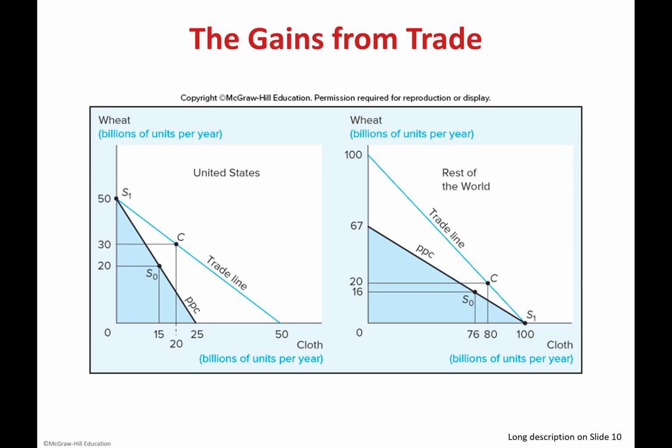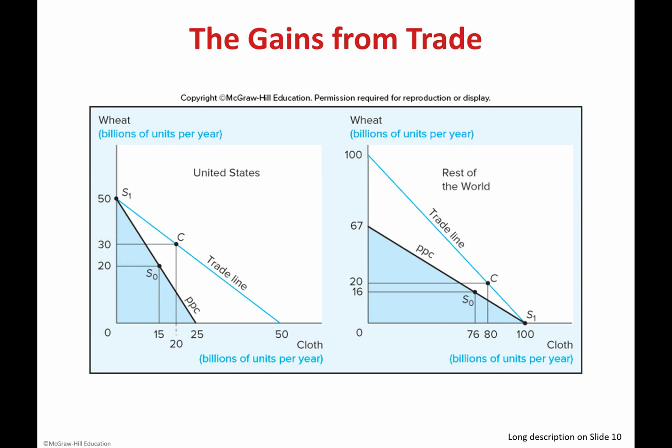Now we look at the foreign country, and in the foreign country they have a PPC that runs from 67 billion units of wheat. So the foreign country could either produce 67 billion units of wheat, or looking at the other end of the PPC, it could produce 100 billion units of cloth. Now, what is an opportunity cost? If you remember from Foundations of Economics, it's what you give up to get something else.